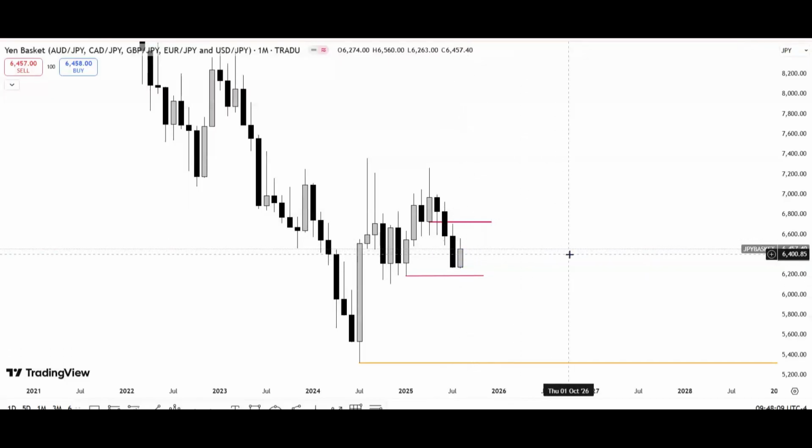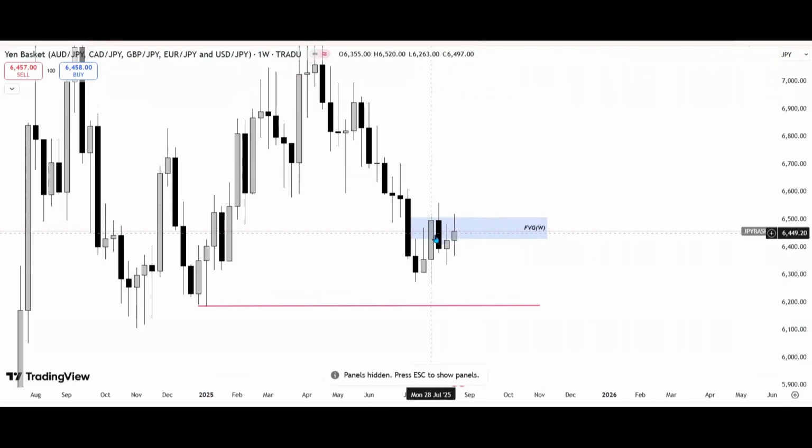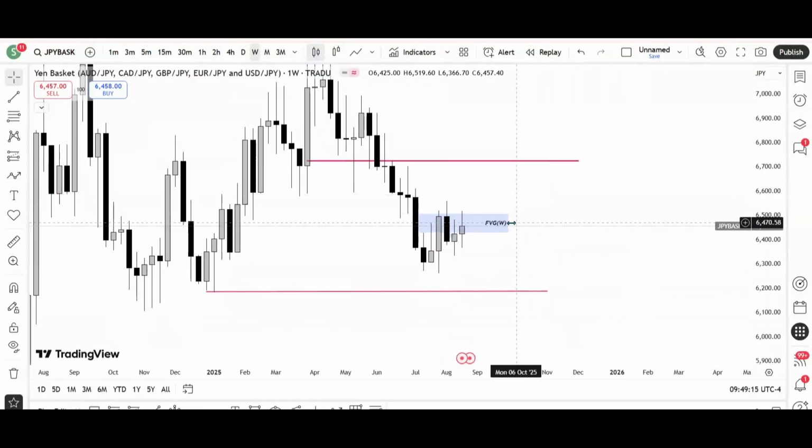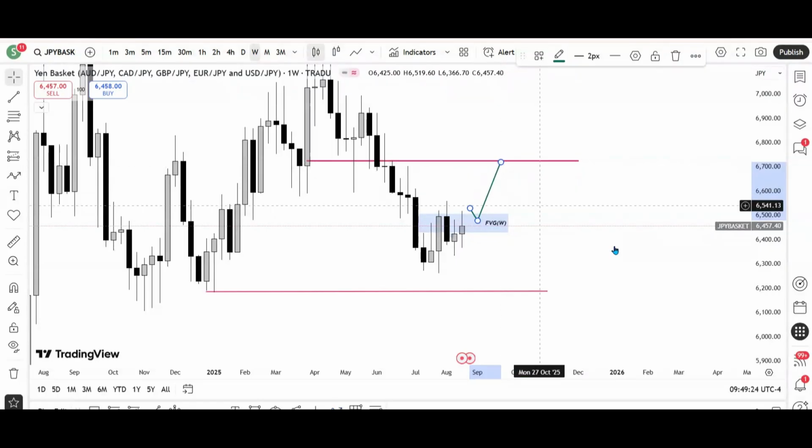So if we look at the weekly, of course we tagged this weekly fair value gap, and we were anticipating that this weekly fair value gap would push price lower, but instead this is what we have. So if we invert this weekly fair value gap, then I'm anticipating that you would use this weekly fair value gap to push price higher to this monthly order block.